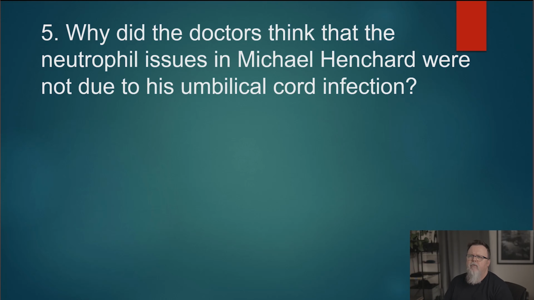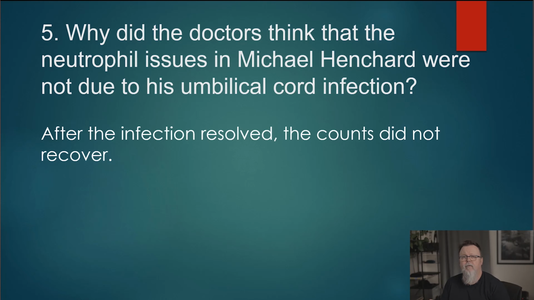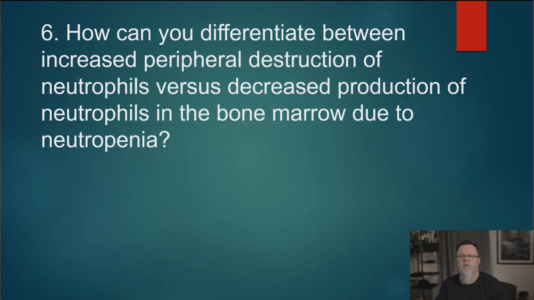Question 5 asks about why the doctors thought that the neutrophil issue they were seeing in their patient was not due to the umbilical cord infection, and that's because after the infection resolved, the counts didn't recover. They followed that up with trying to figure out what was going on with their neutrophils, which can also be considered part of question 6, which asks how do you differentiate between peripheral destruction of neutrophils versus decreased production.